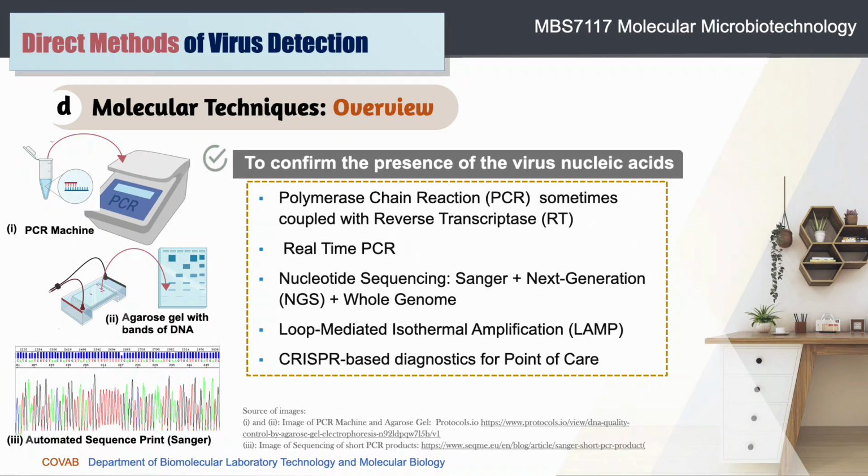We can use real-time PCR. We couple it with nucleotide sequencing to know the different bases that make up the genetic nature of the viruses. This nucleotide sequencing can be the Sanger method, next generation sequencing (NGS), or even whole genome sequencing. We can use loop-mediated isothermal amplification, the LAMP, or we can use CRISPR-based diagnostics at point of care to detect the nucleic acids.